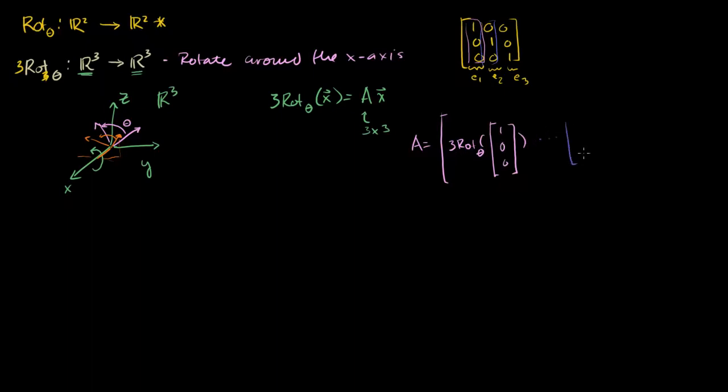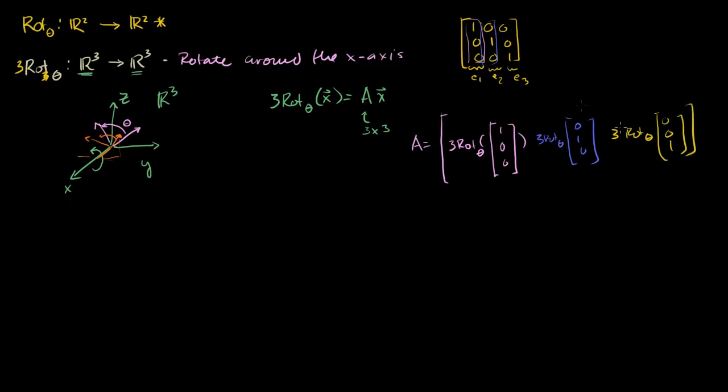I don't want to write that whole thing again. I'm going to apply R3 rotation sub theta to 0, 1, 0. And then I'm going to apply it, I'll do it here, R3 rotation sub theta, to this last column vector, 0, 0, 1. We've seen this multiple times.